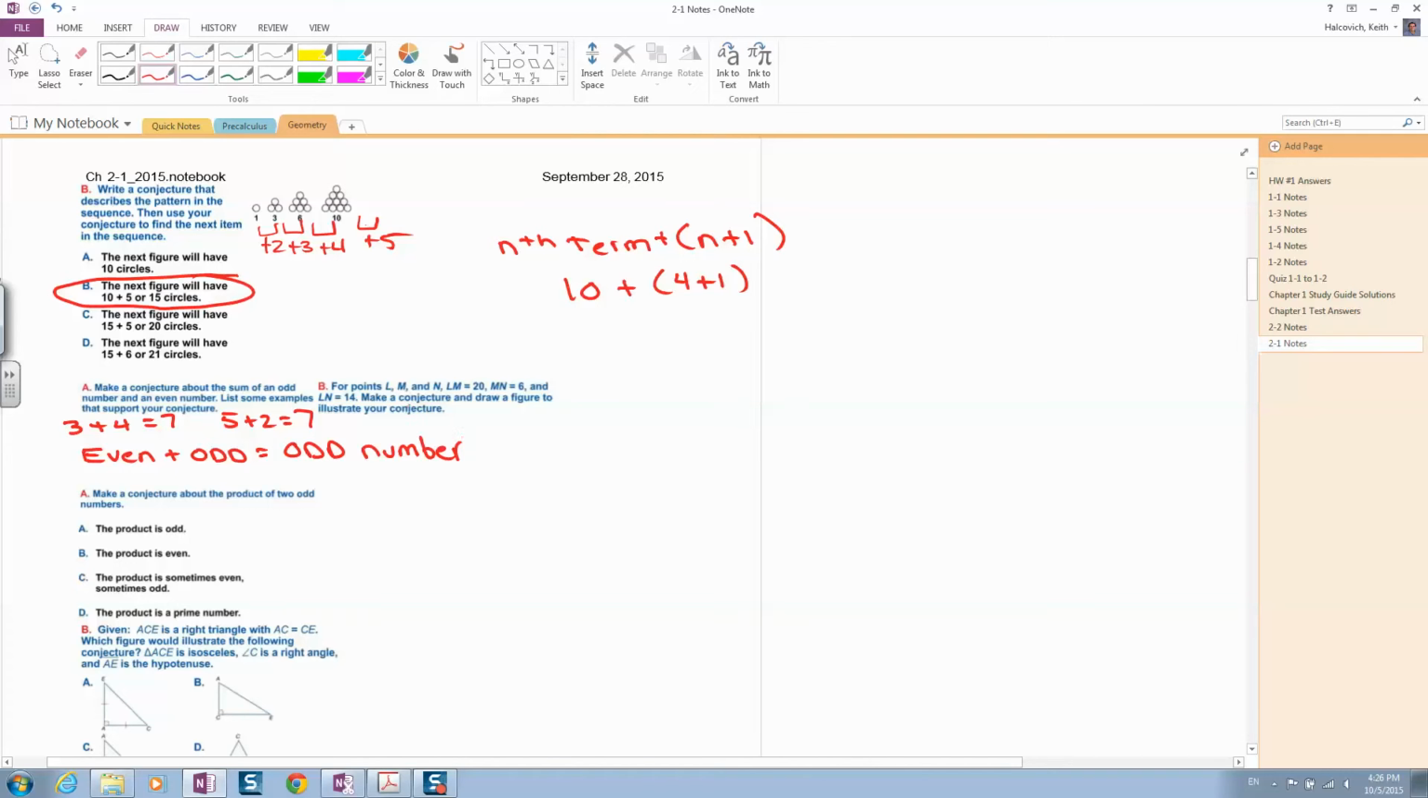For part B, it says for points L, M, and N, LM is 20. So from L to M is 20. MN is 6, and LN is 14. Well, notice 6 plus 14 equals 20, so that means N has to be in between, which means that your conjecture could be that L, M, and N are collinear.